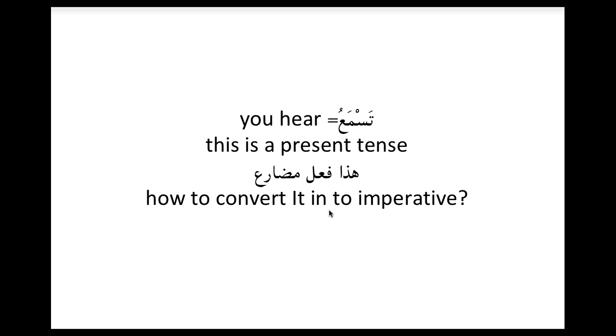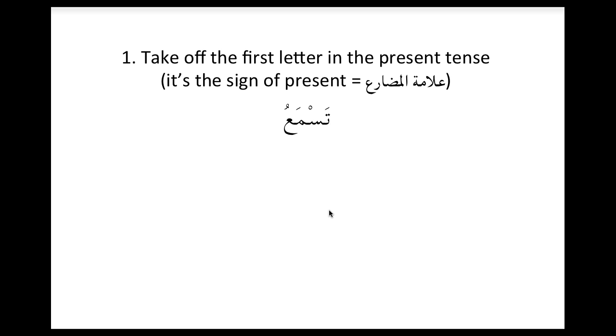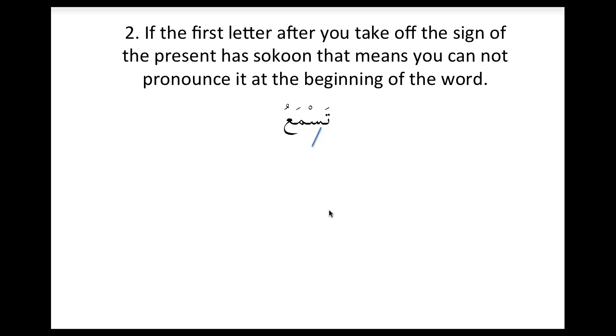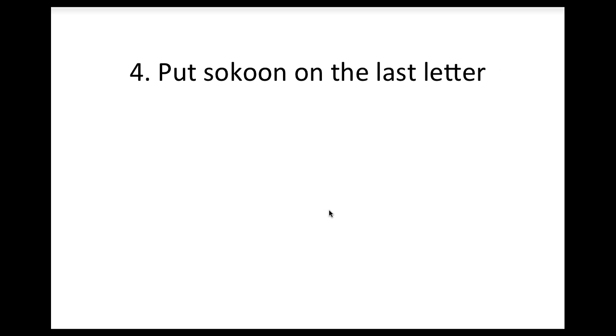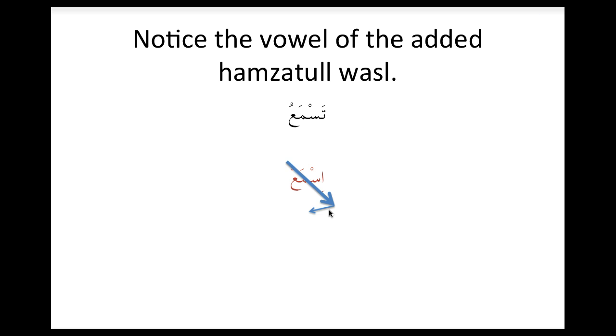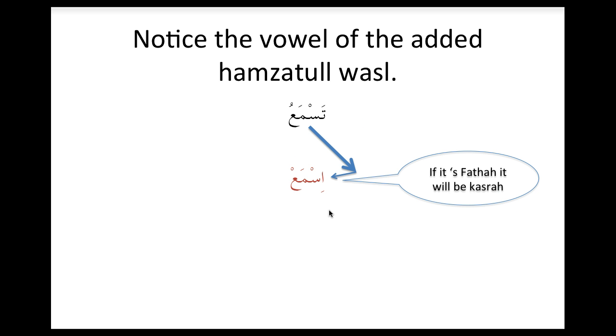تسمع means you hear or you are hearing. This is a present tense. Take off the علامة المضارع or the sign of present. After you take it off, if you have a sukoon at the beginning of the word, that means you can't pronounce it. So you have to add hamzatul wasl. And don't forget to put sukoon at the end of the verb. تسمع، اسمع.